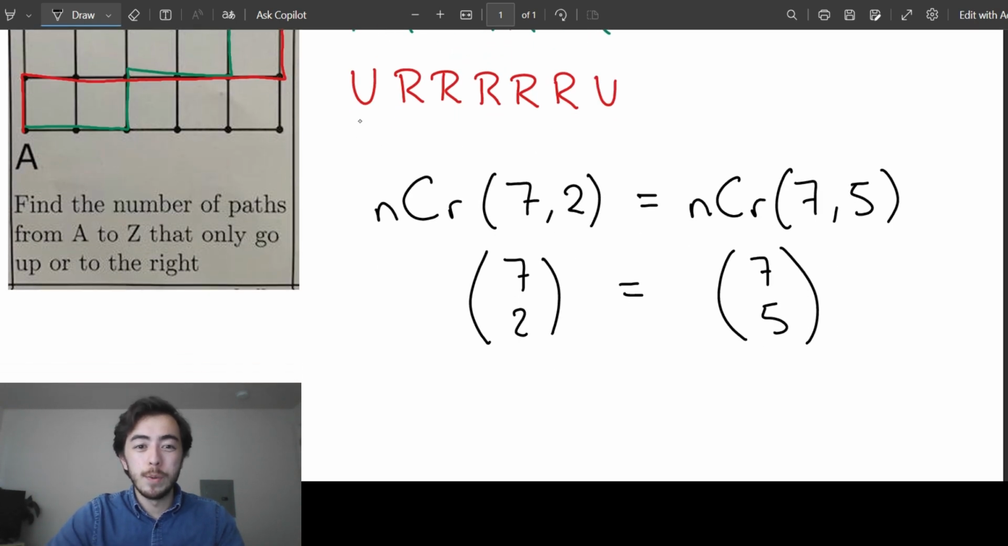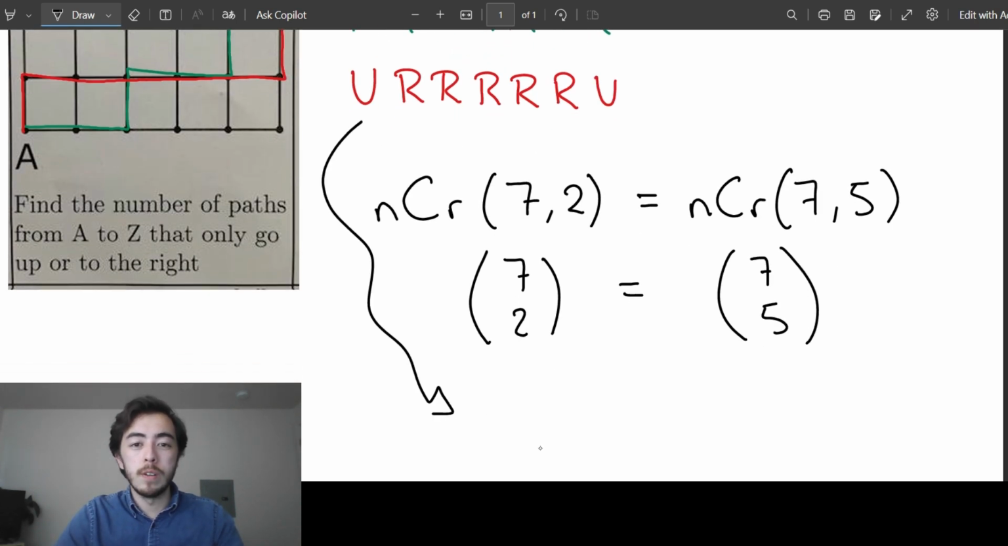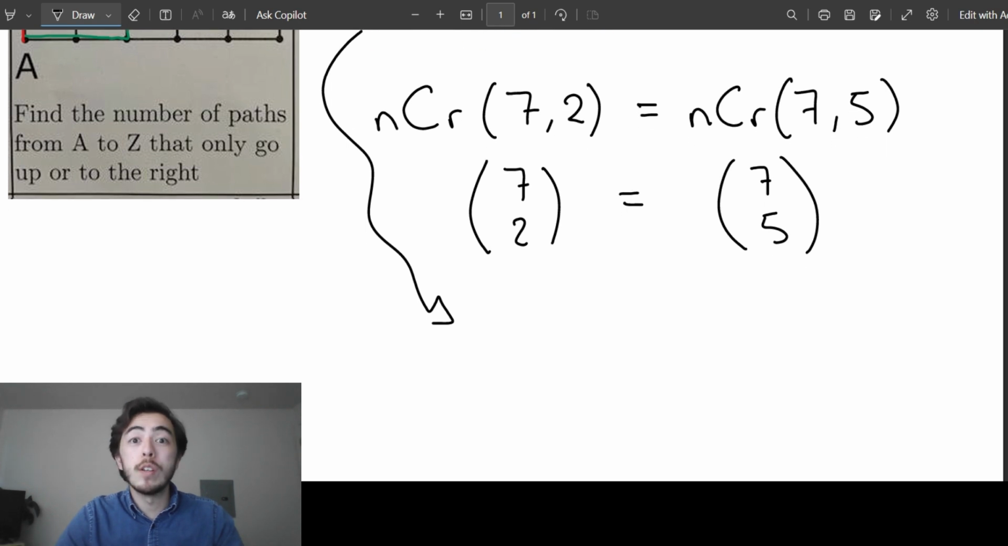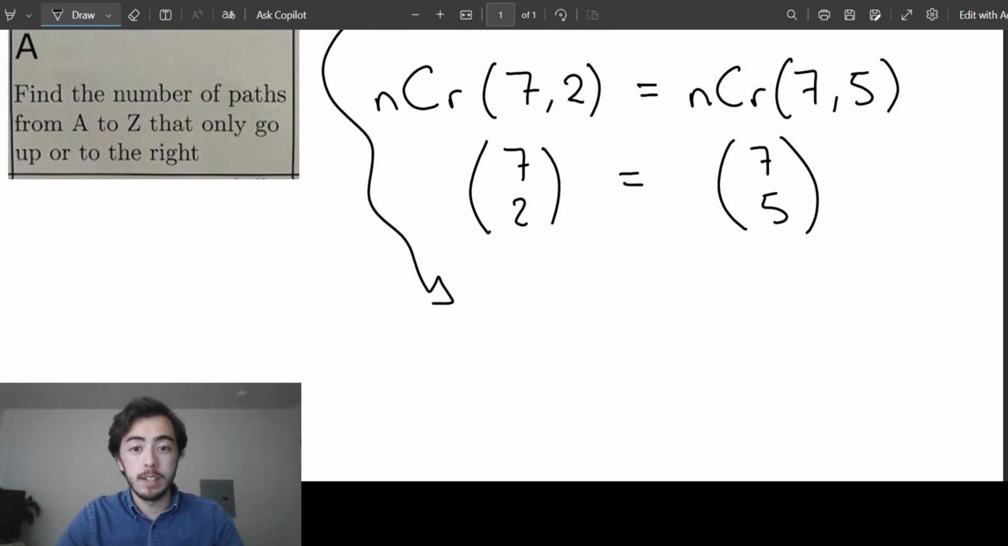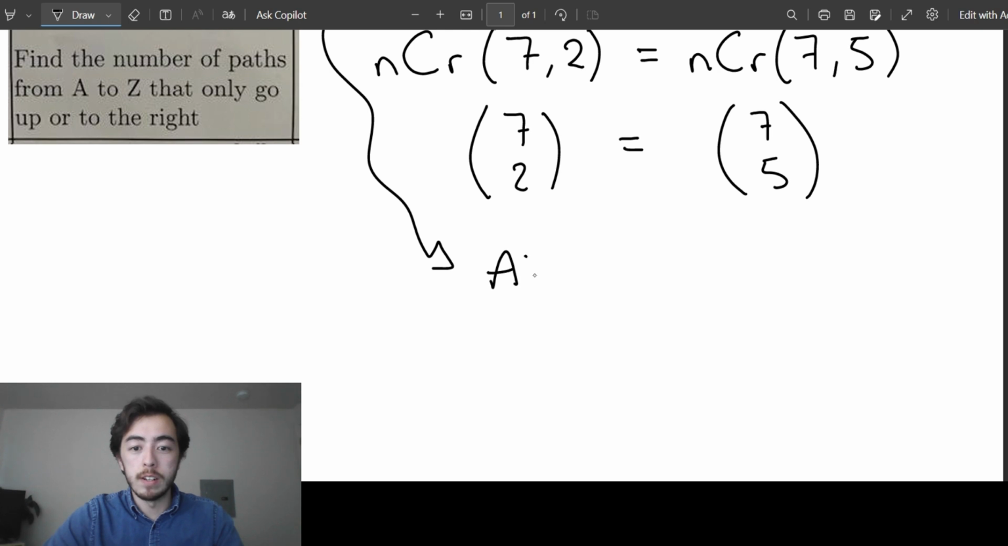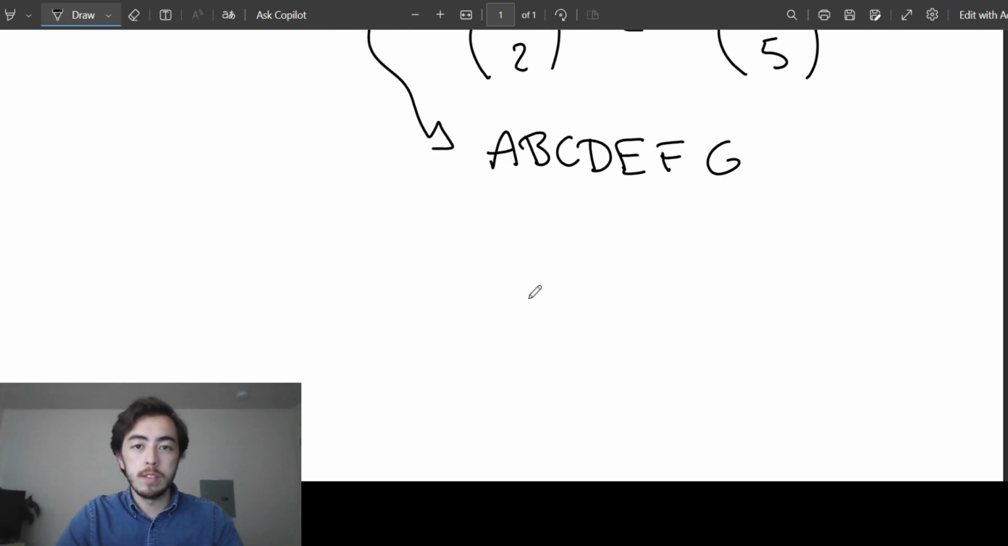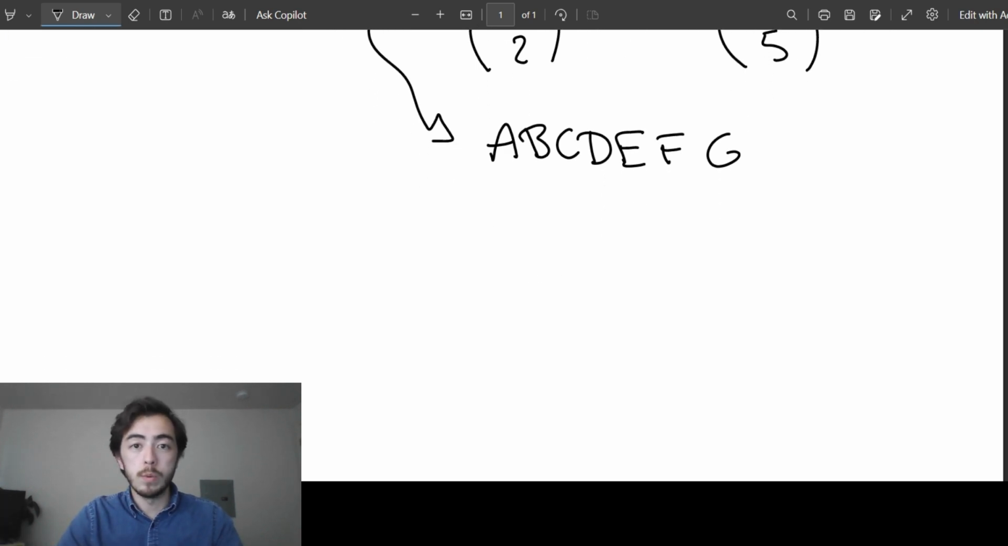First off, we should think about the ways to scramble all 7 letters, maybe assuming that they were actually distinct. So if I had, say, 7 letters, A, B, C, D, E, F, and then G, we could count the number of ways to scramble all these letters with a factorial.